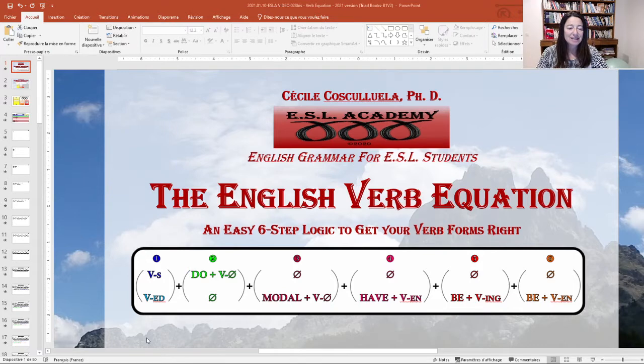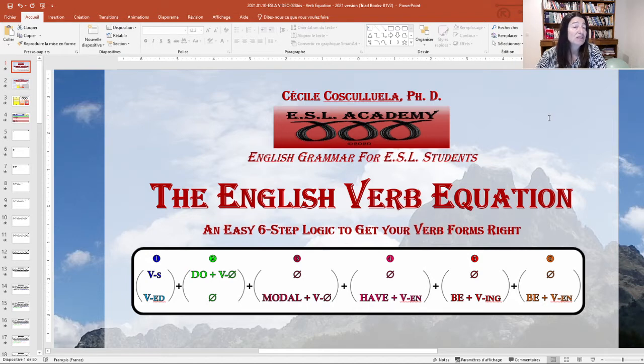So what is the English verb equation? Well, it is actually the answer to a question that all the students in English want to find an answer for, because all the students want to get their verb forms right, and that is not as easy as you might imagine in the first place, but it can become very easy if you understand how verb forms are created.